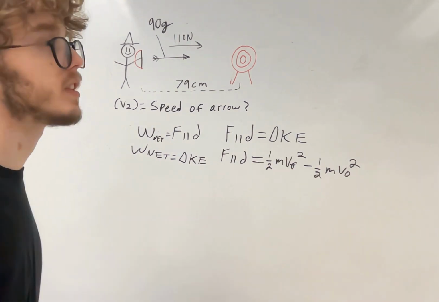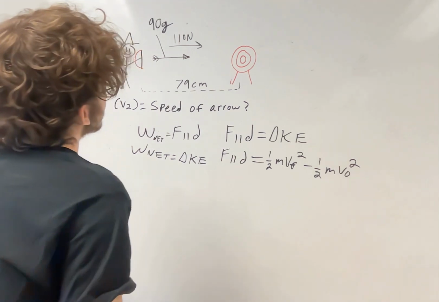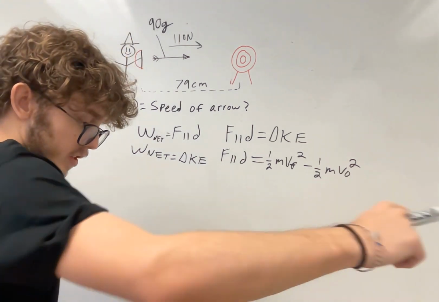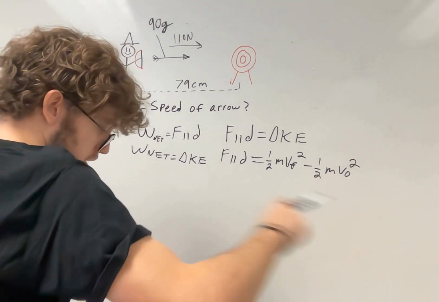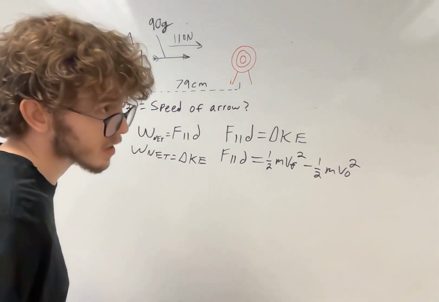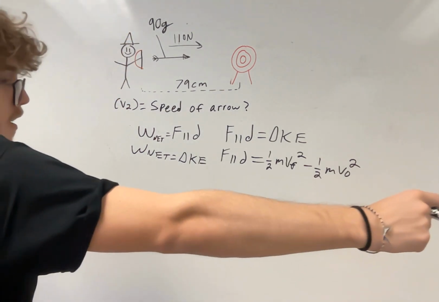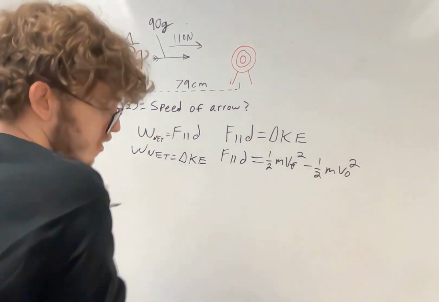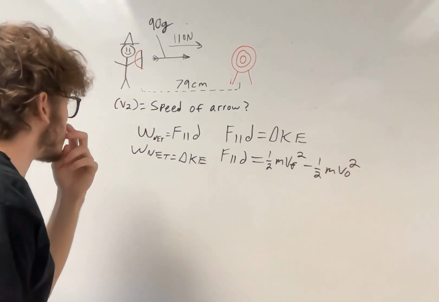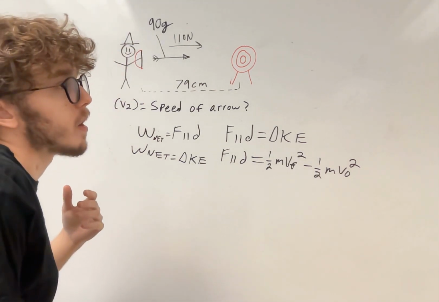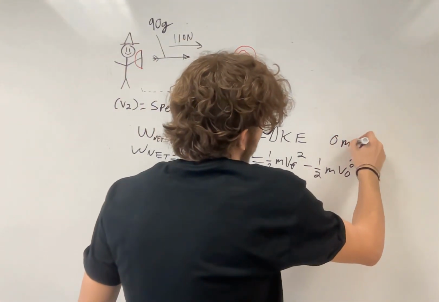Your velocity before you shoot the arrow is 0 meters a second, because the archer's holding potential energy in his arm. He lets go, and it's from elastic potential energy, which you'll learn about in springs. That potential energy is stored into kinetic energy, which then allows the arrow to go. So initially our bow and arrow is moving at 0 meters per second.